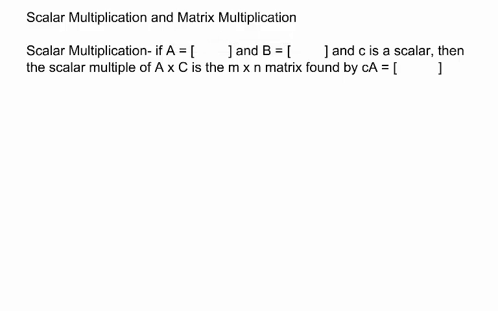In this video, we're going to talk about scalar multiplication and matrix multiplication. In scalar multiplication, if A equals A sub ij and B equals B sub ij, and C is a scalar, then the scalar multiple of A times C is the m by n matrix found by C times A equals C A sub ij.